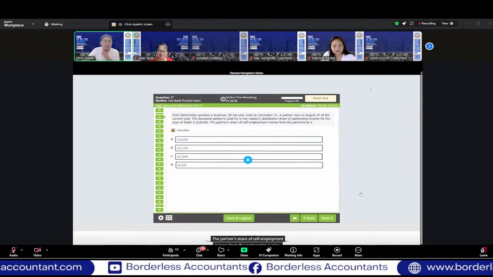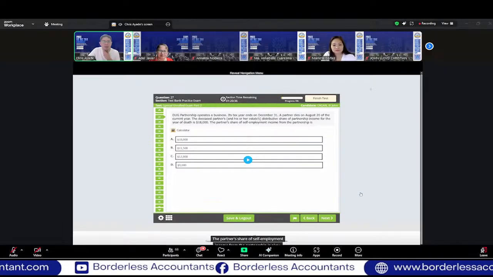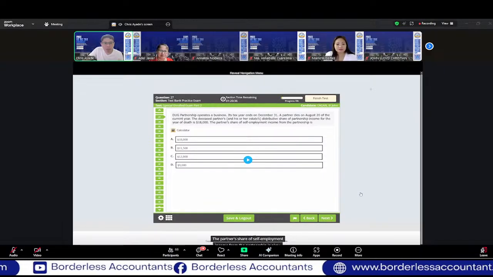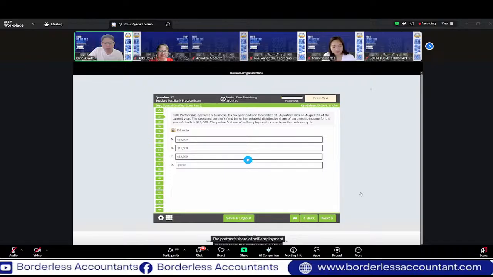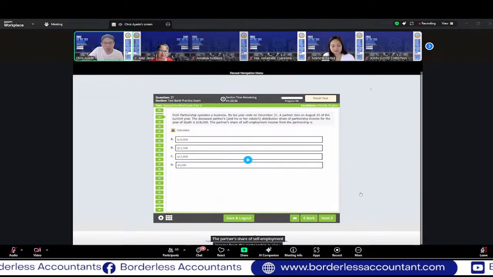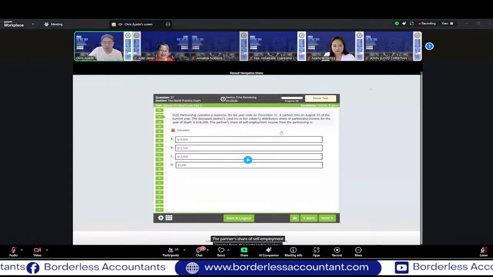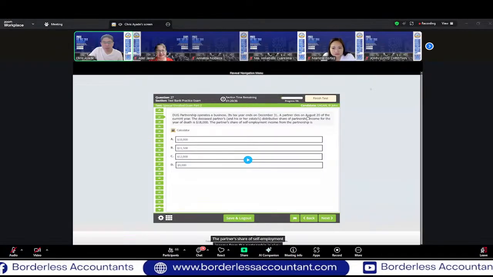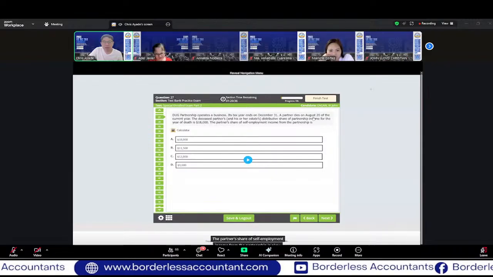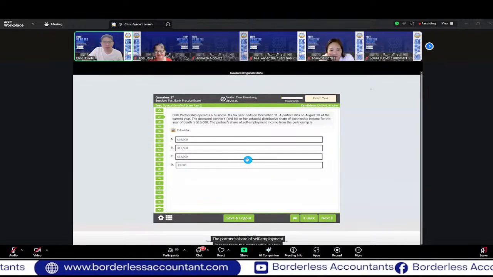So $18,000 is their distributive share. Is it the entire $18,000? Or is it prorated to the time he died? Because he was effectively not a partner anymore. Let's see.